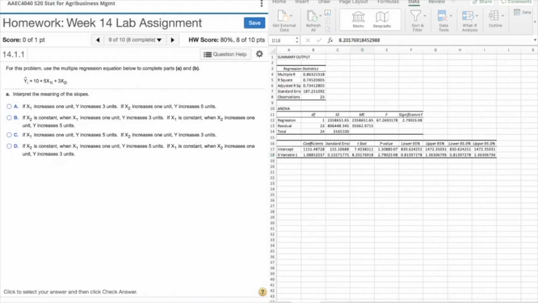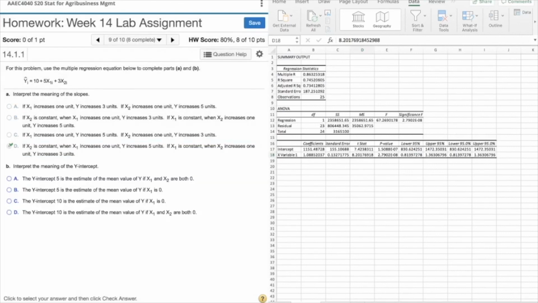Okay, so question 9. It is a multiple regression equation. So when we interpret the slope of one variable, we cannot only consider it by itself, we need to control the other variable. So for part A, D is correct because it has controlled the other.